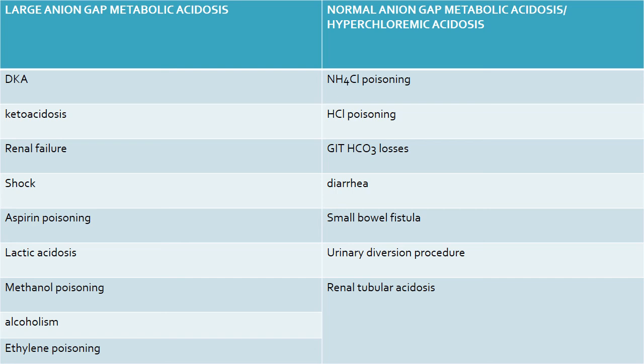Once we have classified which type of metabolic acidosis the patient has, we have a proper insight into what can be the probable cause, and then we can do our investigations based on that. This is a very important clinical situation and I hope it helps in understanding the concept.